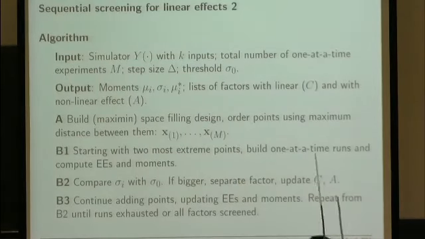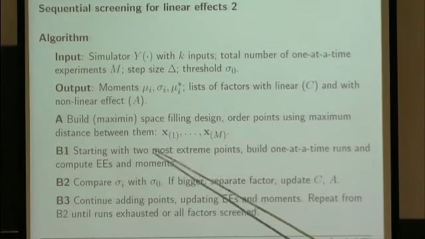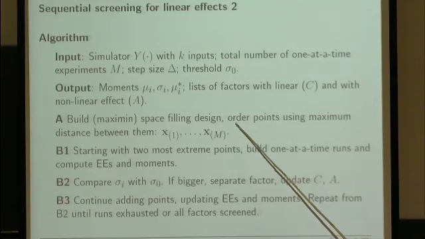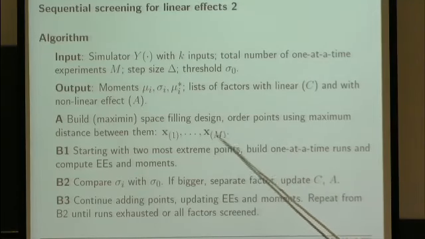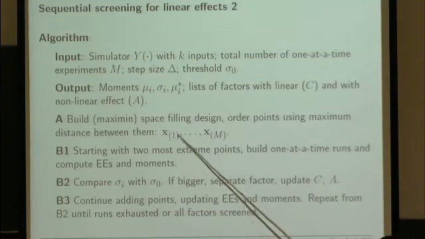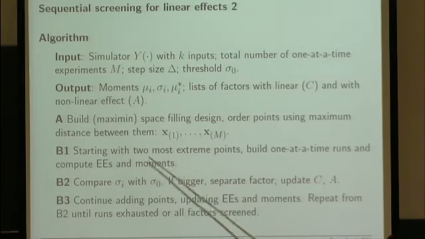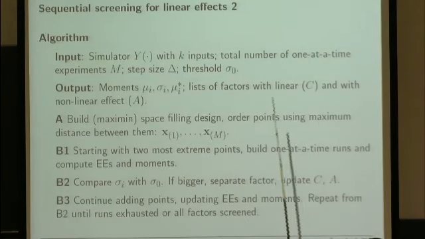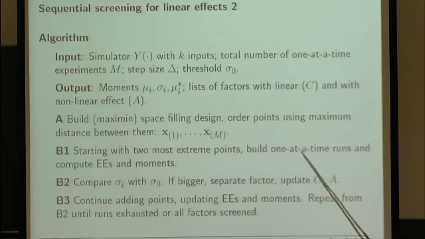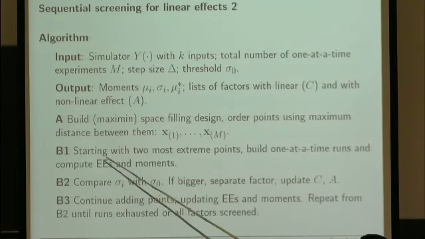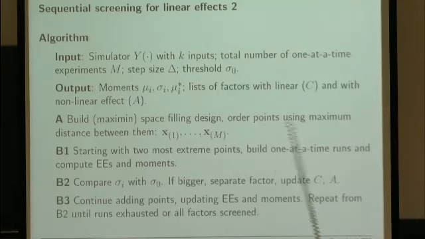Now, this is the algorithm. Essentially, starting with maximin space filling designs, we order the points, this is a pre-processing stage using a maximum distance, so we have the points ordered. And then we start with 2 points. This is a very rough estimate. We build a trajectory at each of these points and compute the elementary effects, and at the moment it is just 2 points. But this is just to screen out all those factors that have an immediate nonlinear effect. This is the threshold, more of which later.